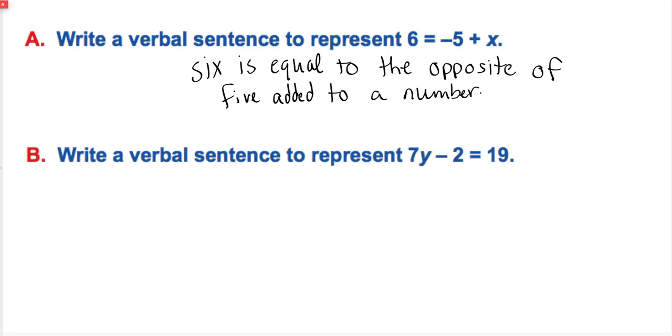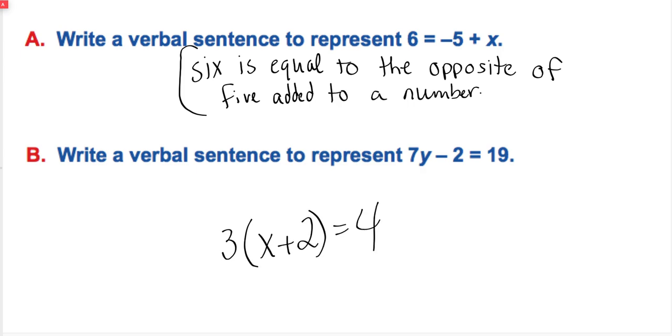When you're writing a verbal sentence, you want to write the numbers out, like 6, I wrote S-I-X, 5, I wrote F-I-V-E, okay?